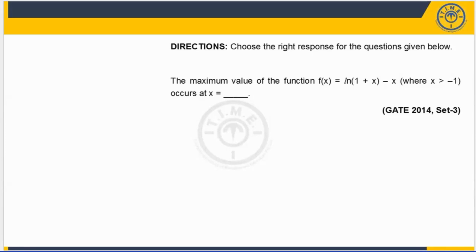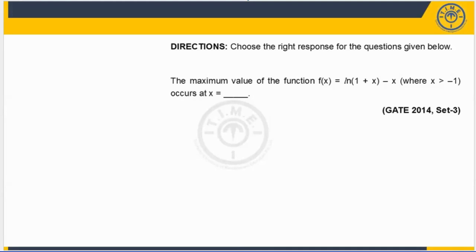Okay, sir. Right. So again, the maximum value of the function. Just go with the procedure: differentiate once, equate it to 0. You'll get the stationary points. Now check how many stationary points you are getting.